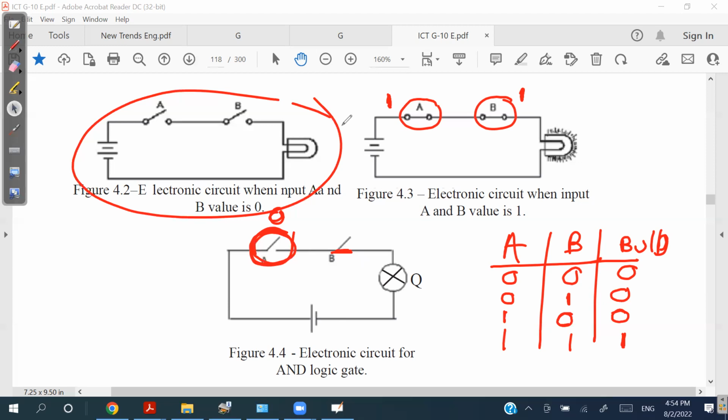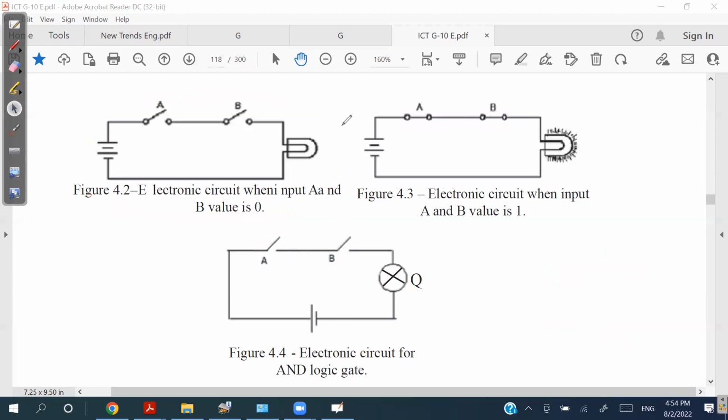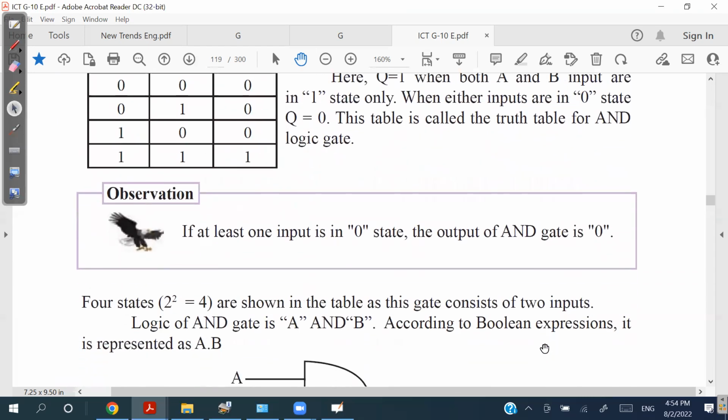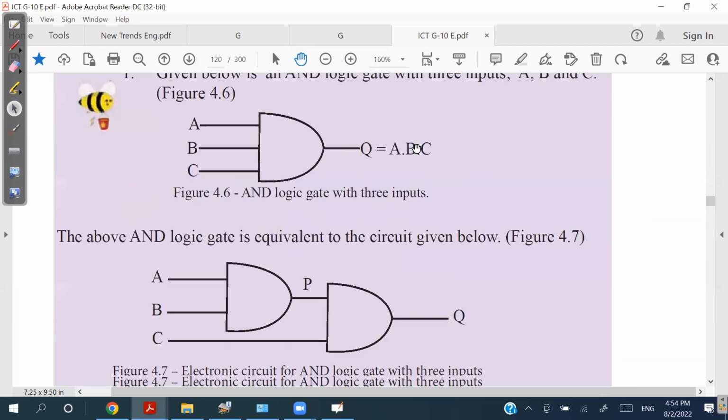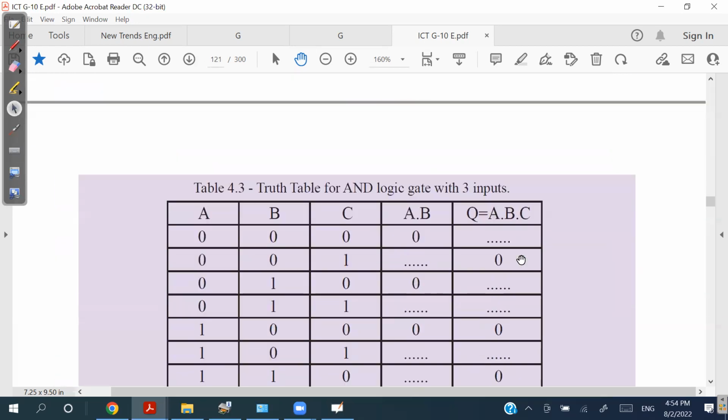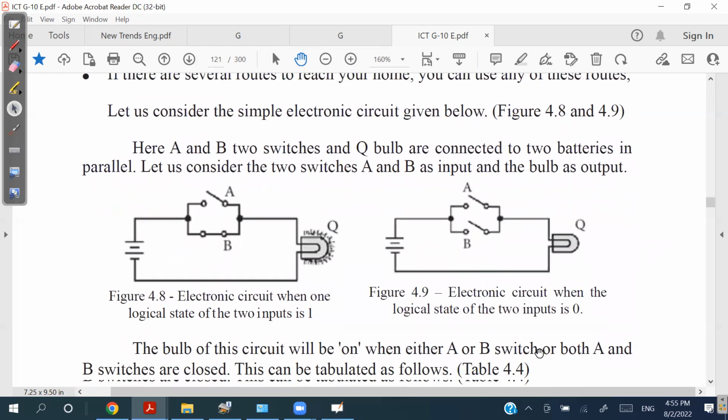Is that clear, everyone? Yes, sir. Okay, so you don't need to write these things down in your books, but it's better you understand how things are happening, right? Okay, and they have talked about the truth table. We went through all these things, and later they are talking about the OR gate circuit.